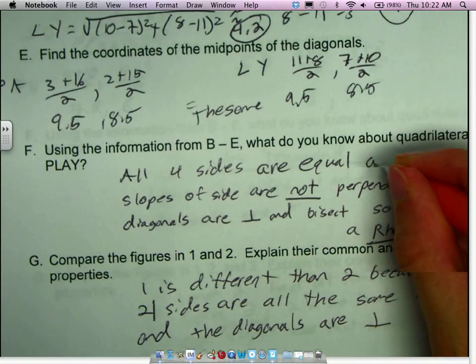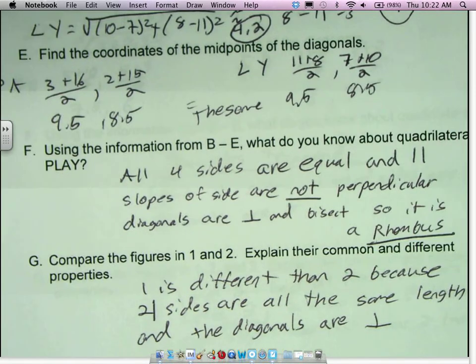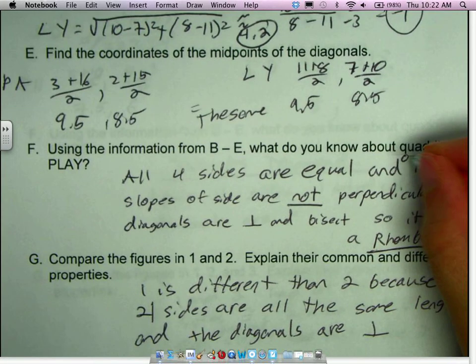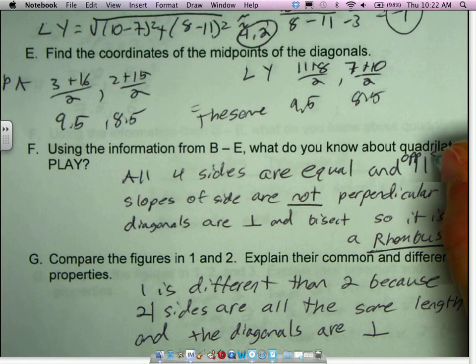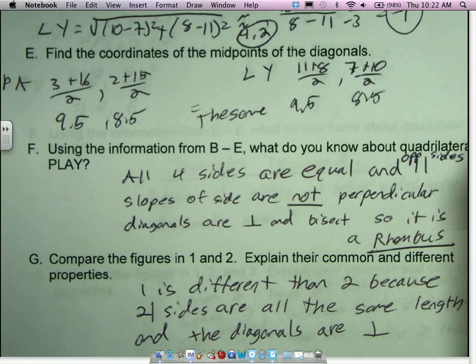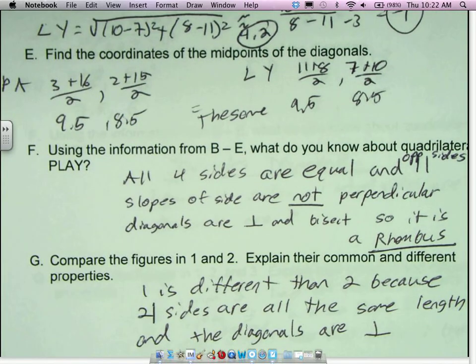This should say "and parallel" right here. That's pretty important. Opposite sides are parallel. Okay. And then we'll move on to number 3.